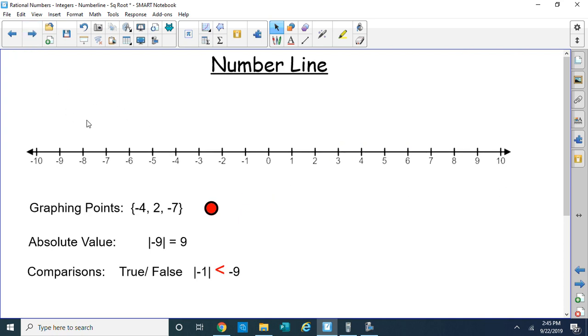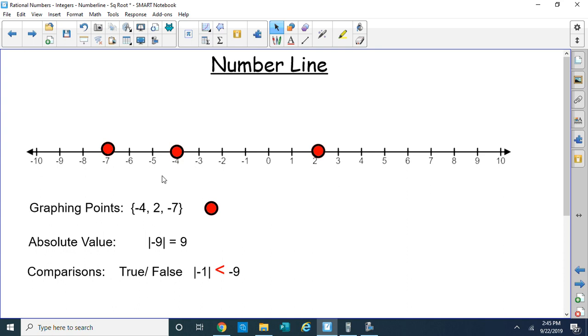First thing we'll be doing on the test, we'll have to graph. So we have to know how to graph these points, and it's very straightforward. You just put a dot on those integers. So I'm going to take this dot and put it on the -4. I'm going to take the next dot and put it on the 2. And I think you got the point. You'll take the next dot and put it where? Right on the -7. And there's how you graph.